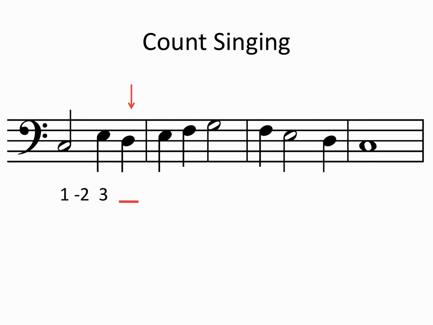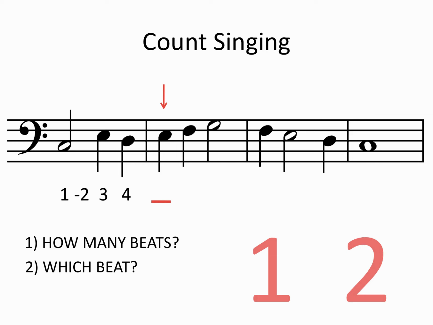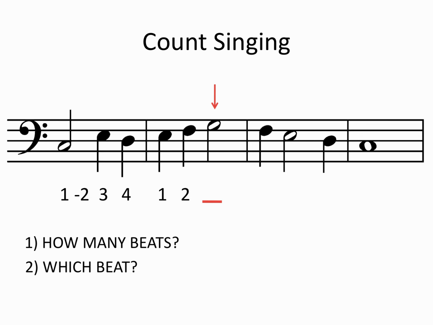Going on, the next note is a quarter note. It lasts 1 beat, and the available beat is beat 4. Next, we see a bar line indicating that we're into a new measure. The first 2 notes are quarter notes, so they get 1 beat each, and they would go on beats 1 and 2. The next available beat is beat 3, and the third note, being a half note, lasts for 2 beats, so it goes on beats 3-4.